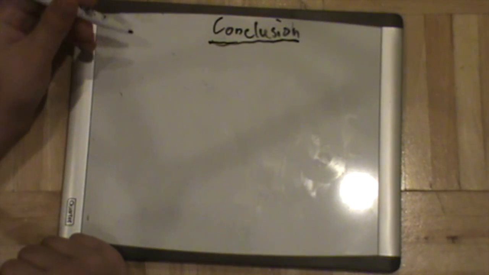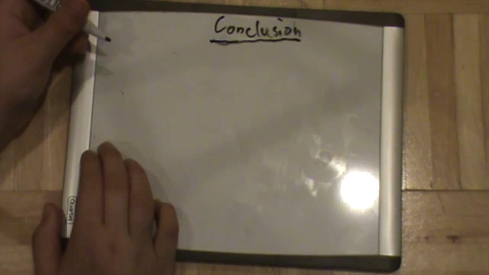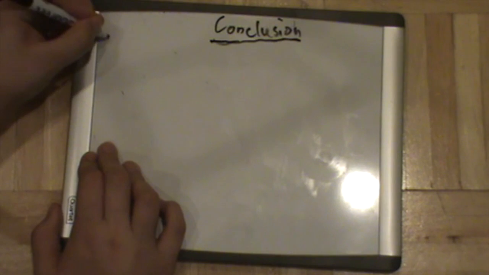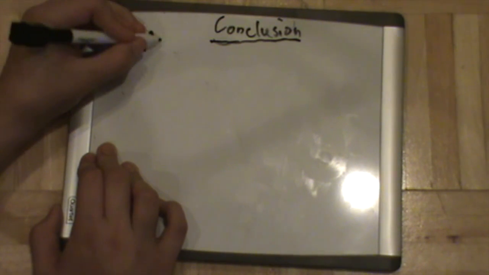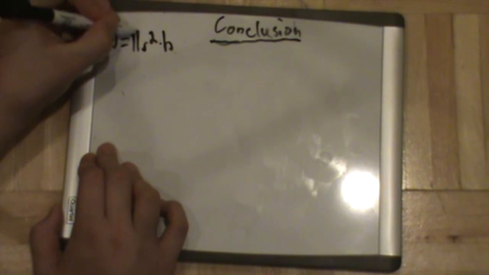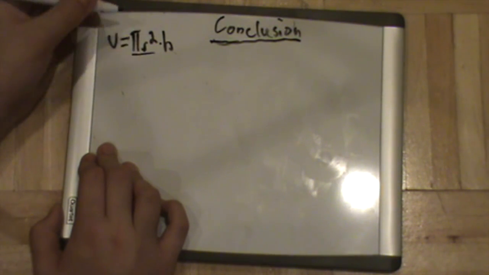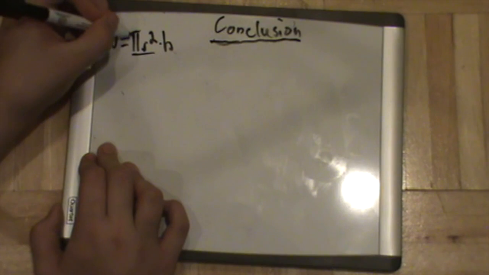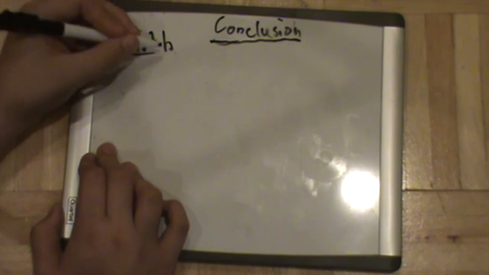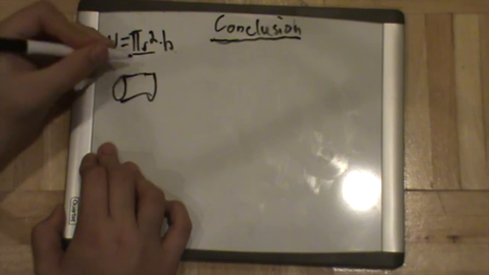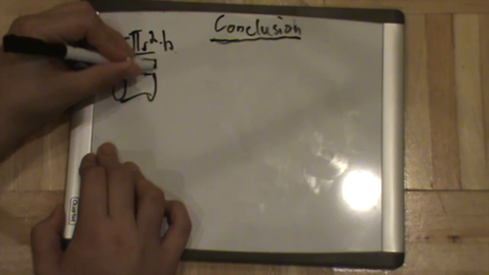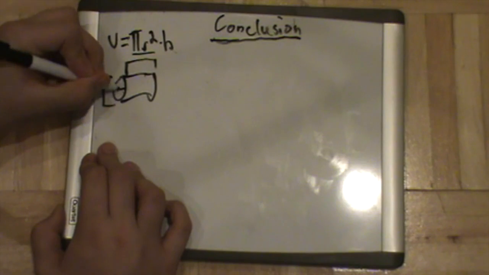So the last thing we have is the conclusion, so the summary. So again, our formula is V equals pi r squared times the height. The reason we use pi r squared is because that's the area of a circle, and then we just multiply the height. So our cylinder here, our height over here, and our radius will be here.